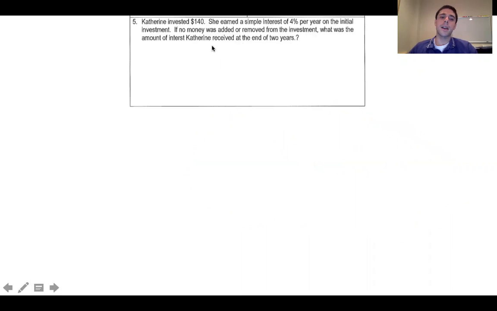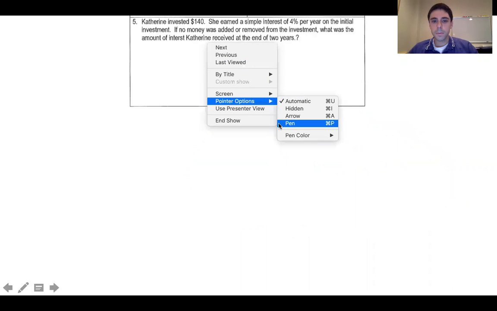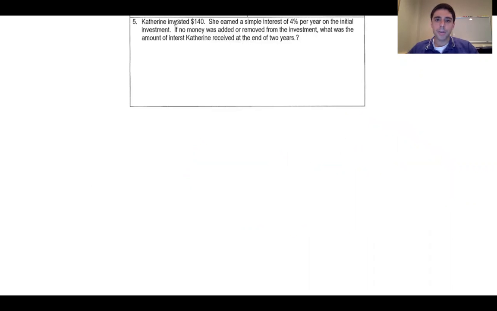Awesome. And our final one here is going to be number 5. Let's take a look at number 5. Catherine invested $140. She earned a simple interest of 4% per year on the initial investment. If no money was added or removed from the investment, what was the amount of interest that Catherine received at the end of 2 years? What equation do I need to use here?